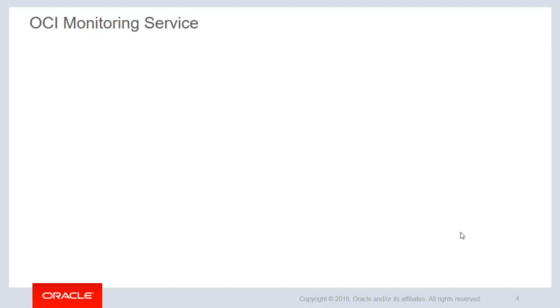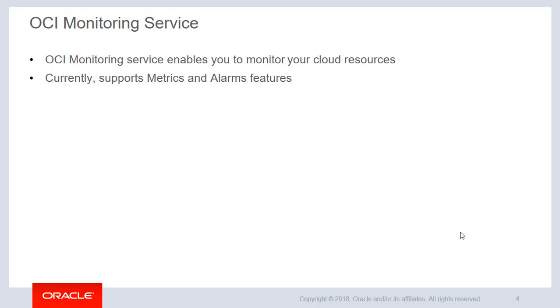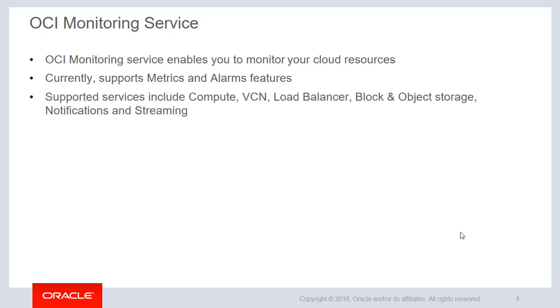So what is the OCI Monitoring Service? OCI Monitoring Service enables you to monitor your cloud resources. Currently it supports metrics and alarms features. Supported services include compute, VCN, networking, load balancer, block and object storage, notifications, and streaming. And over the next few weeks, we will be adding support for additional services as well.